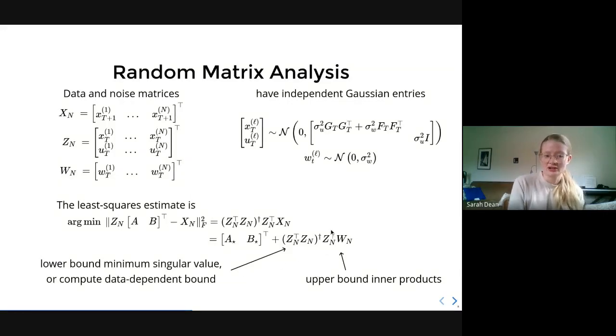And then the second term is the interaction of Z with W. We don't observe W, so that needs to be bounded. Here we're trying to upper bound these inner products. And by doing those two things, we can get a bound on the error.